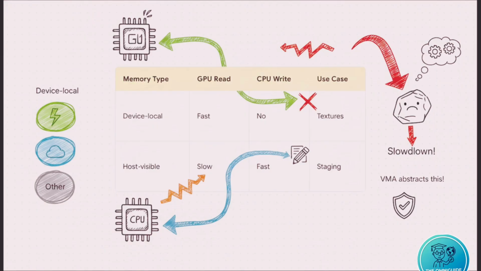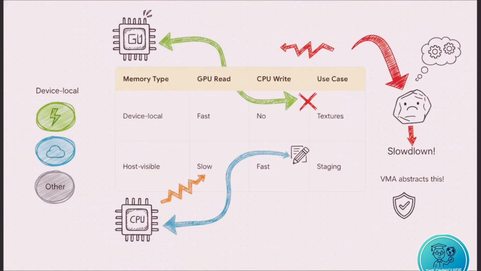We live in a multi-heap reality. Modern GPUs don't just have one giant pool of memory. Device local memory is incredibly fast for the GPU, but it is physically impossible for the CPU to write to directly because of the hardware architecture. It's memory baked right onto the graphics card itself, meant for pure rendering speed.